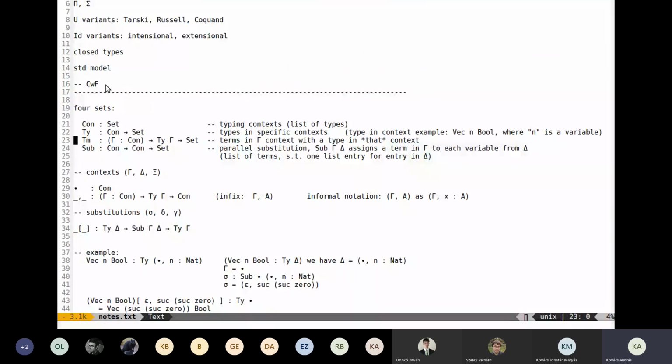And if we are talking about the initial model, then it's the syntax, and then an operation is really like a derivation rule. But we can talk about other models which are not the syntax, and then the operations are not necessarily like derivation rules.